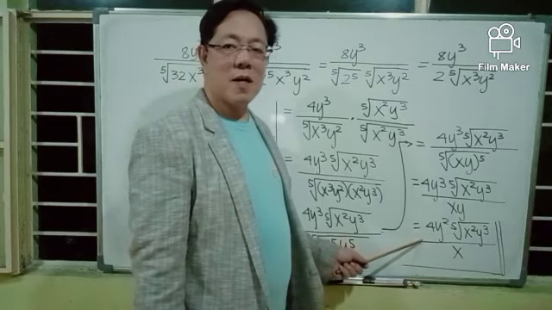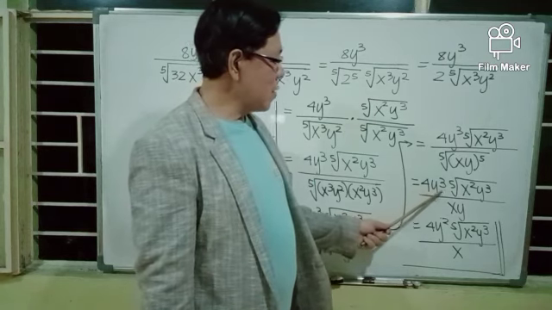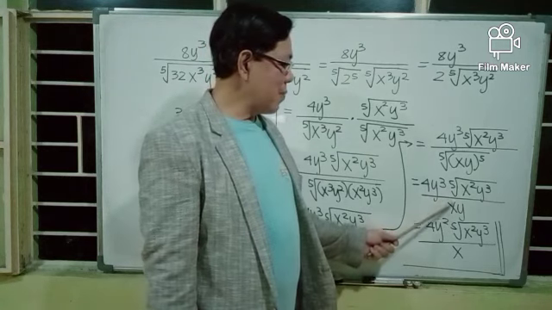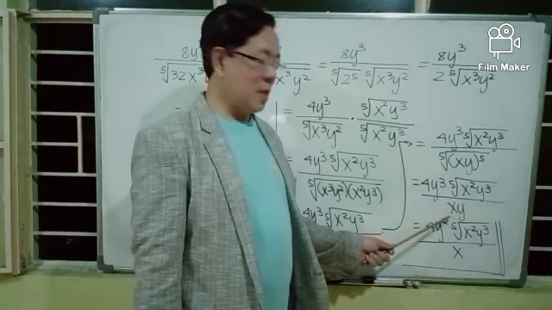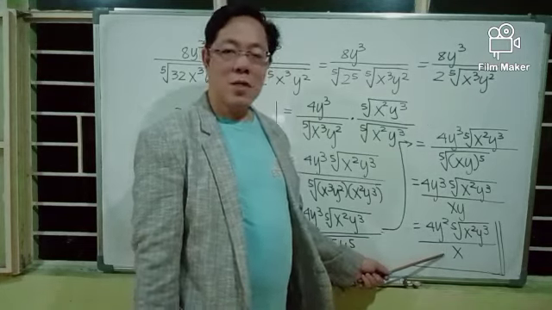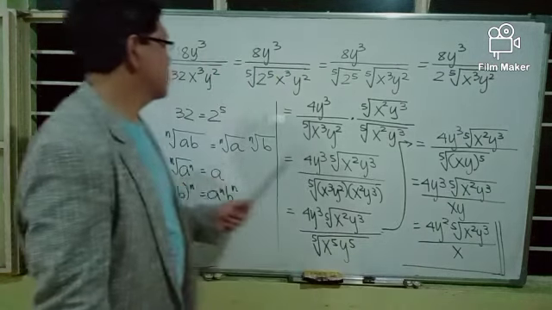And this is the final answer. We have 4. y cubed divided by y is y squared, multiplied by the fifth root of x squared y cubed. And we still have x in the denominator. And you notice that there is no more radical sign in the denominator.